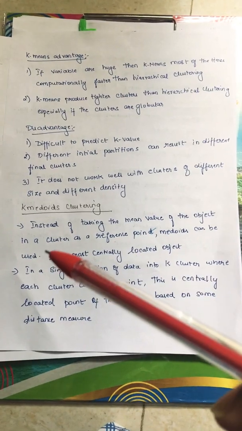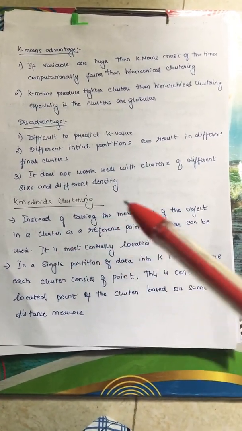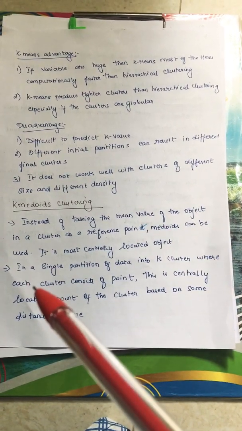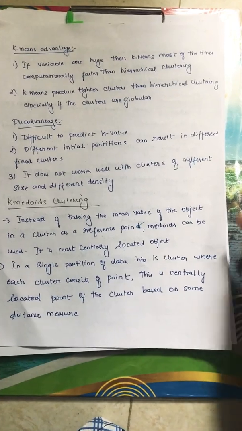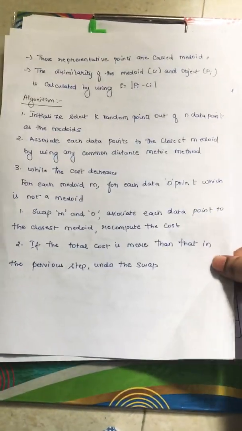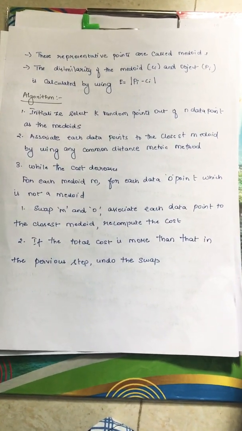Next will be K-medoids clustering. Instead of taking the mean value of the objects in a cluster as a reference point, medoids can be used, which are mostly centrally located objects. Let us see an example. Previously we saw K-means, where you use the mean value, whereas here you use medoids.